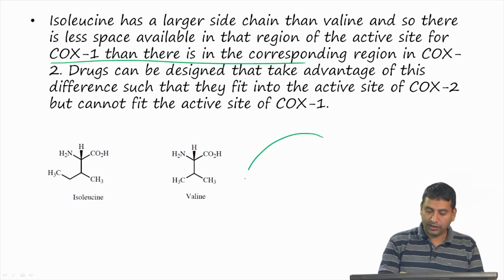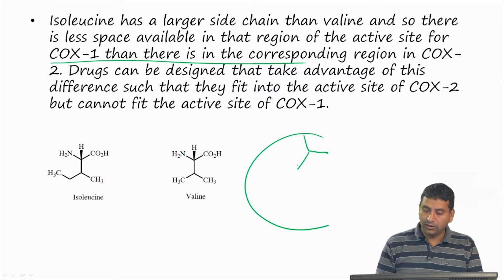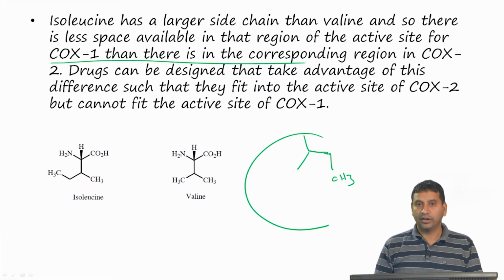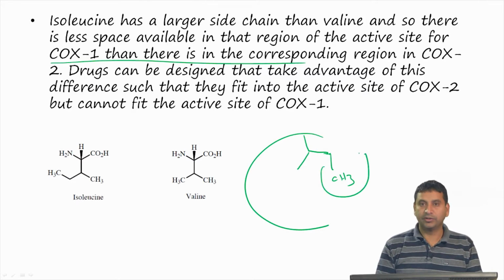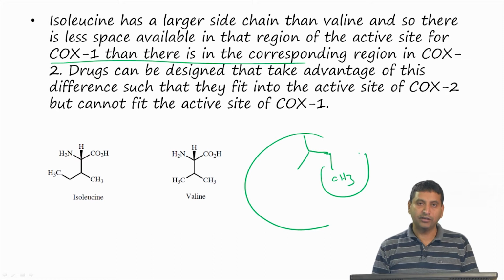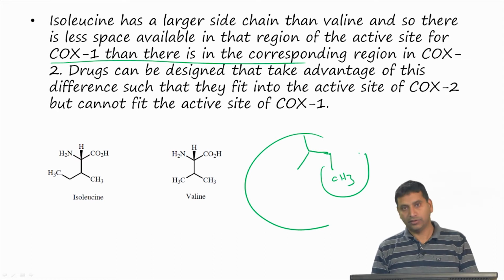So, here in the active site you have isoleucine, or you have another active site which has valine. I am sorry, it has isoleucine, okay, or it can have a less methyl group. And so, if we can figure out something that binds selectively to this, then we would be able to design a selective compound.